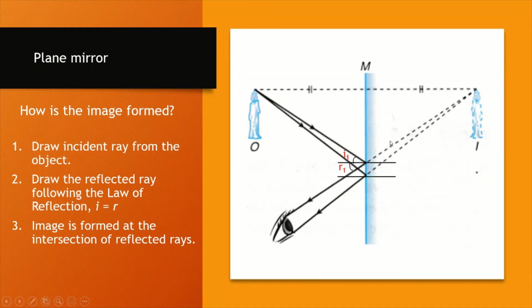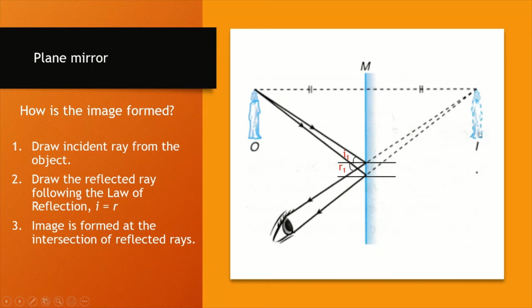So you see that these two reflected rays meet, they intersect inside the mirror. So this is where the image is formed. Right? So the image of the candle is inside the mirror.